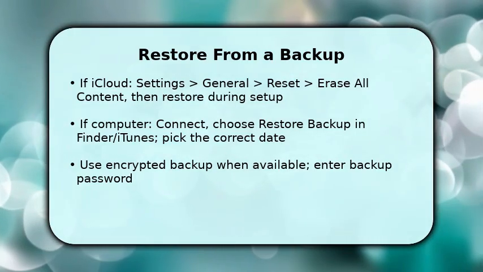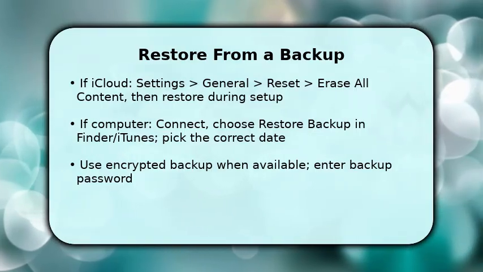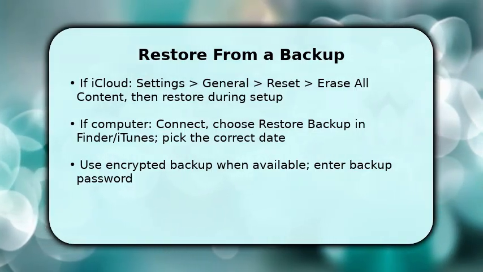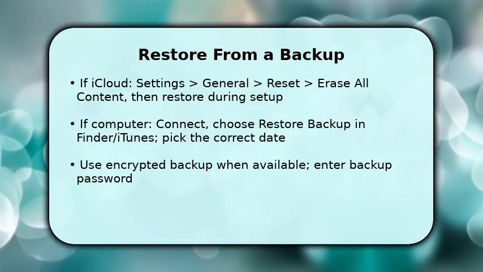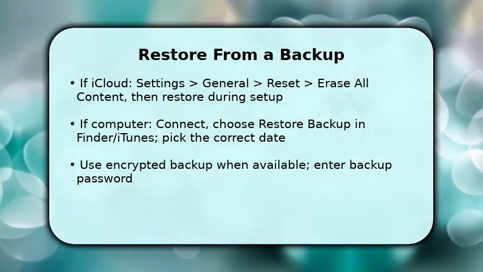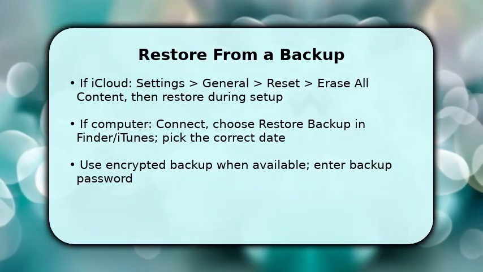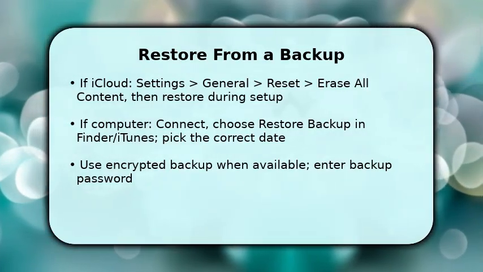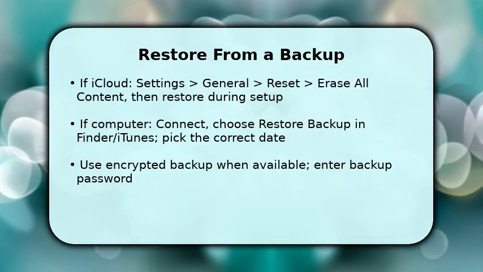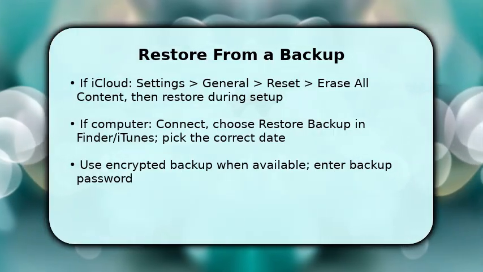If using a computer, connect the phone, open Finder or iTunes, choose Restore Backup and select the right date. Enter the backup password if it's encrypted. Take your time. Restoring overwrites current data. Once the restore completes, your deleted call history should reappear because backups keep the call records as of the backup.